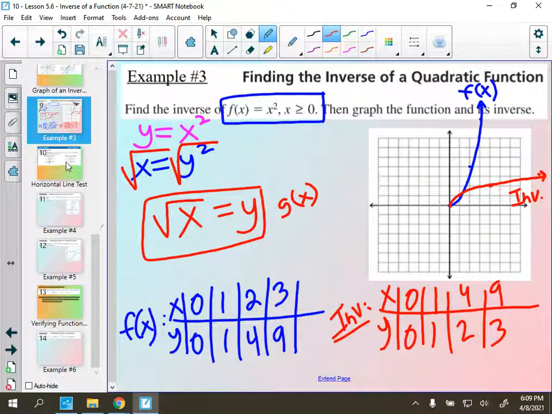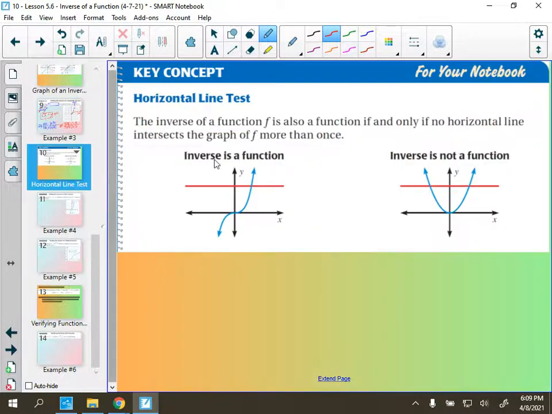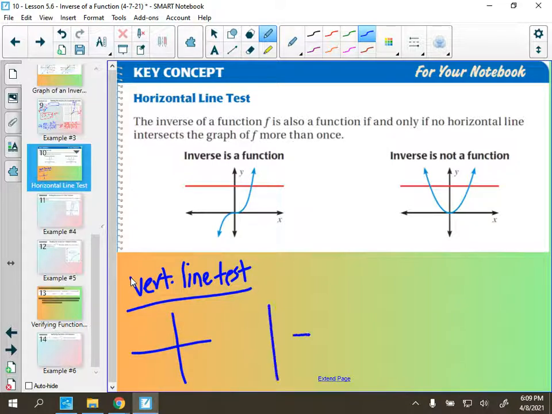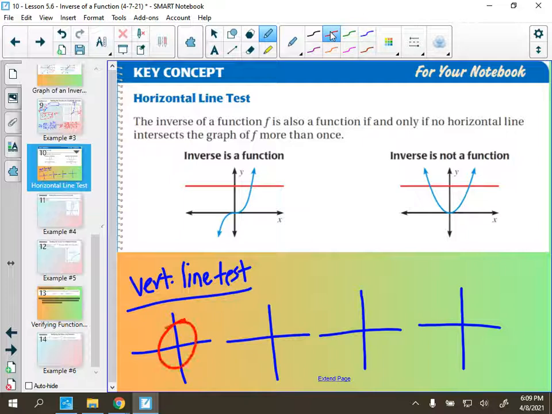Here's one that sometimes people struggle with, so I'll try to make it clear. Hopefully you've heard of the vertical line test. Just as a recap, before we totally get lost in the horizontal line test, what is the vertical line test? It's a test that you can give any relation, like these graphs here, to see if it is a function.